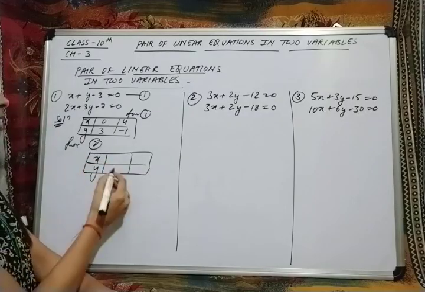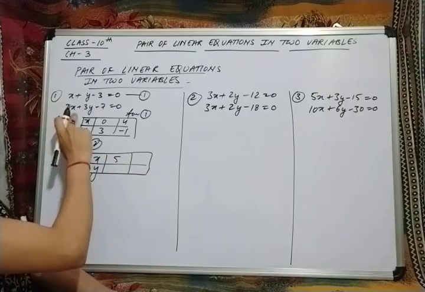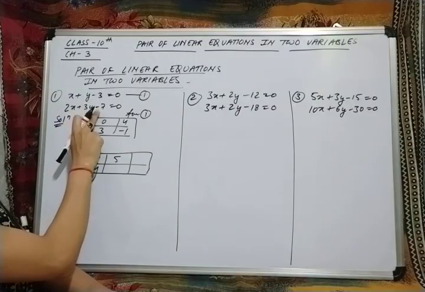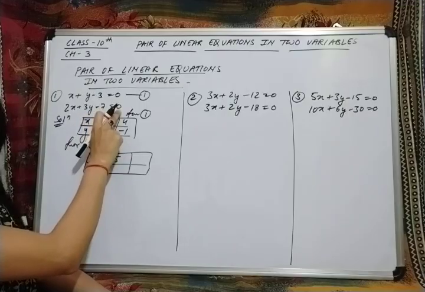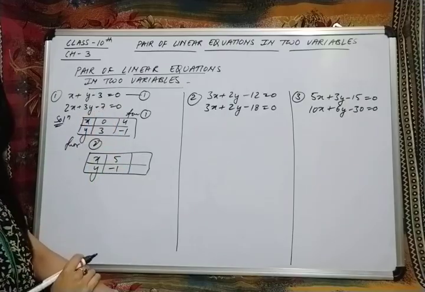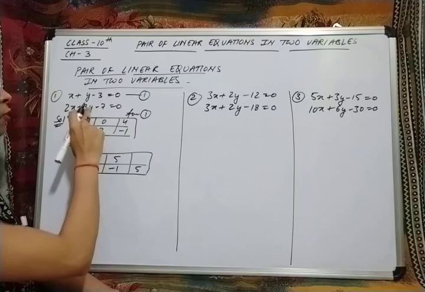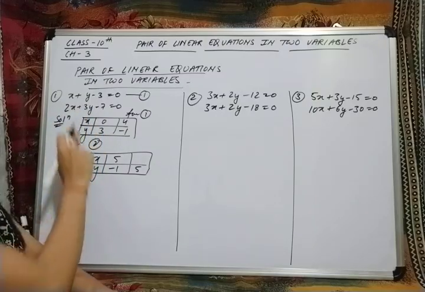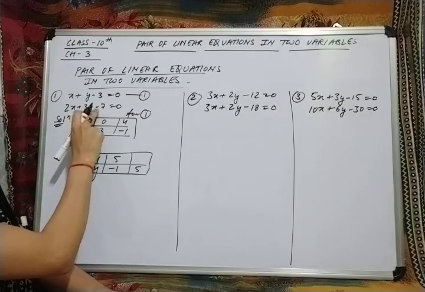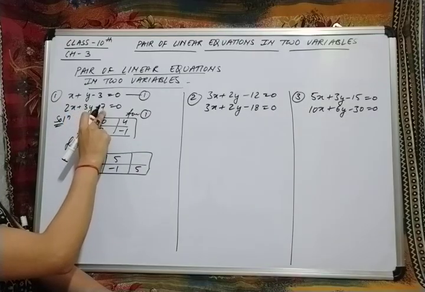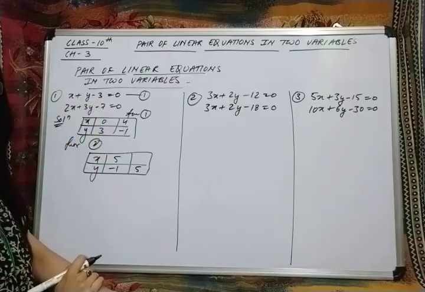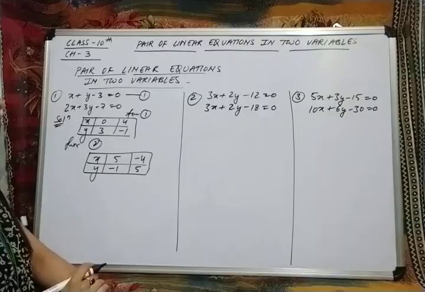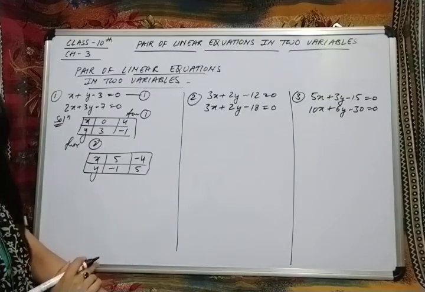Now suppose I am taking x is equal to 5. If I put the value of x as 5, 5 twos are 10, 10 minus 7 is 3, so here it will go minus 3. So what is the value of y? That is minus 1. Similarly, if I take the value of y is equal to 5, 5 threes are 15 and 15 minus 7 is 8, and 8 divided by 2 is 4. So these are the values we are getting.